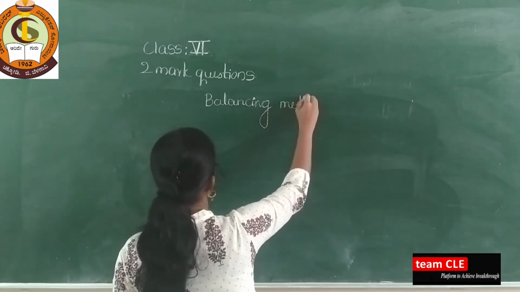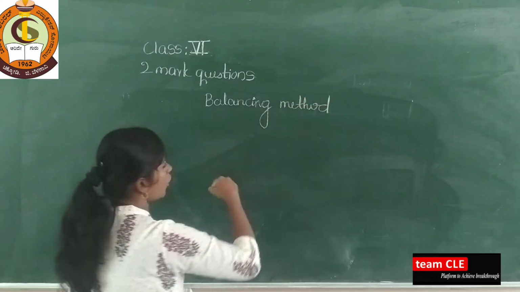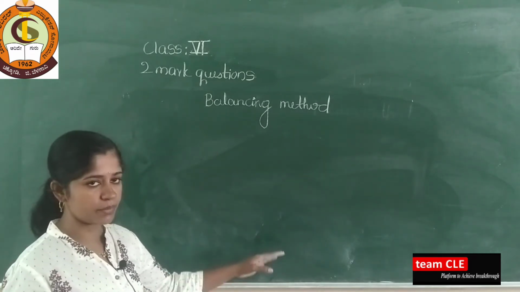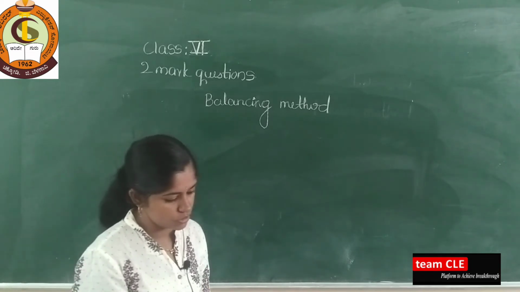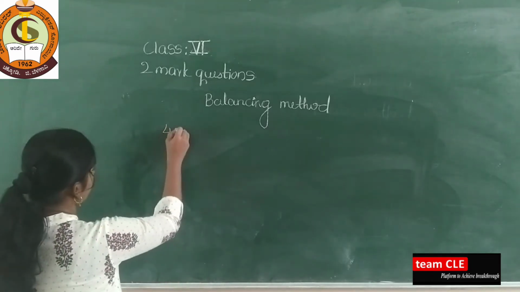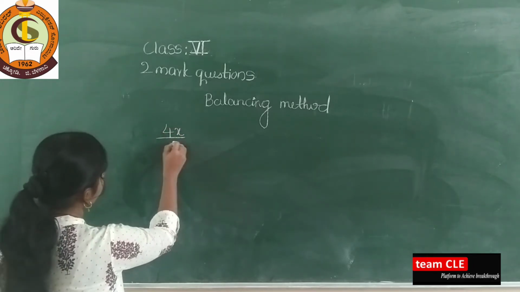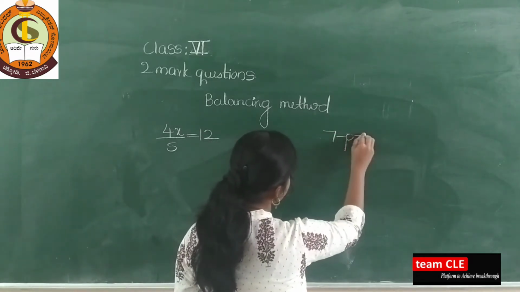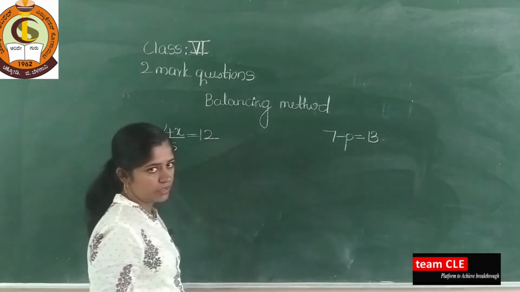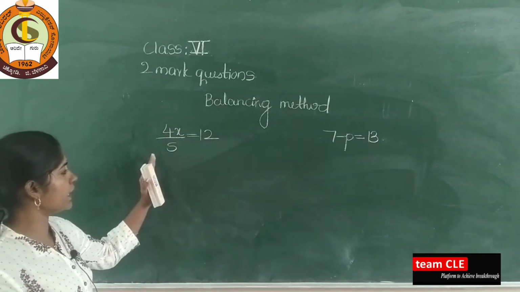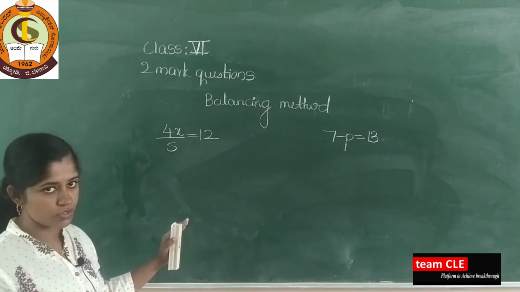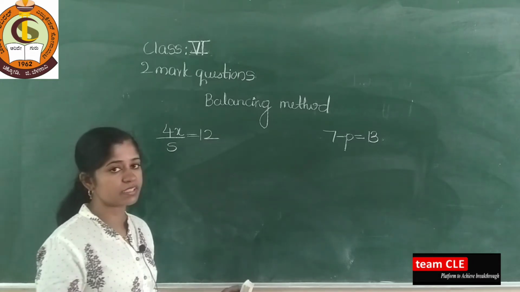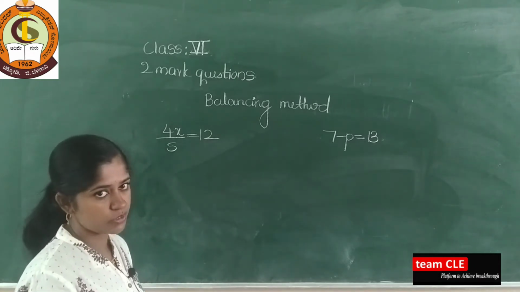See dear students, in the exam if the question says solve by using trial and error method, you have to use that method, and if it says balancing method, then use the method I am using now. So here I will take 2 questions. 4x by 5 is equal to 12. Next 7 minus p is equal to 13. Balancing method. See here, what you give to LHS, the same you have to give to RHS also, and where minus is there, you add, and where add is there, subtract, where multiplication is there, divide, where division is there, multiply.